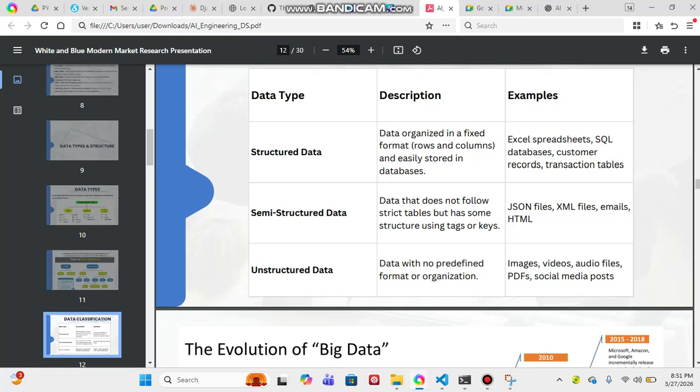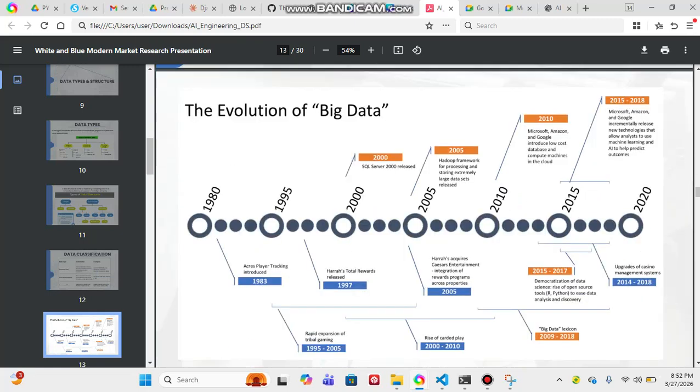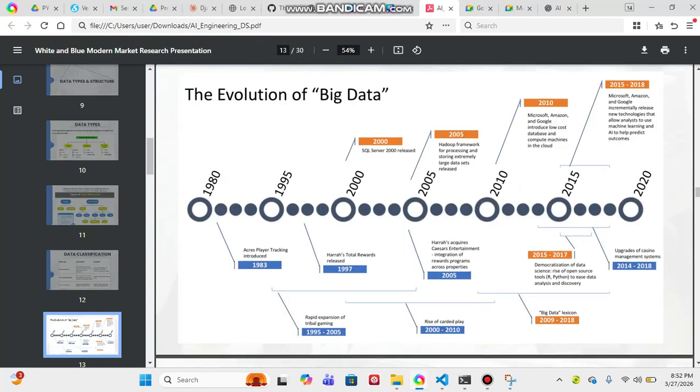I think I've explained this concept, right? Structured data are organized. Unstructured ones are not. Semi-structured are in between. They don't follow a strict table but have a structure using tags or keys, like JSON and other formats. Unstructured data are like images, videos, and audio files. Now this is the revolution of big data, from when big data started until date.